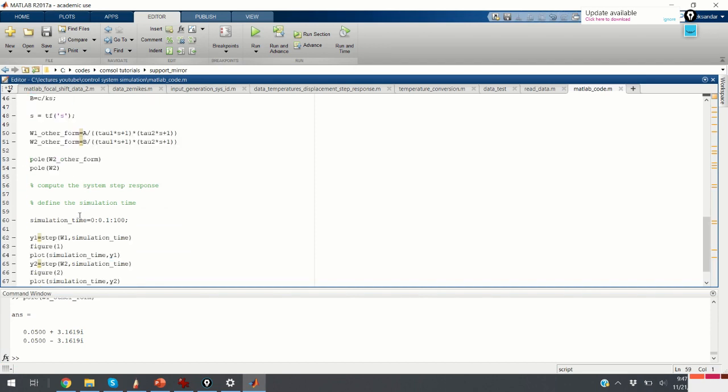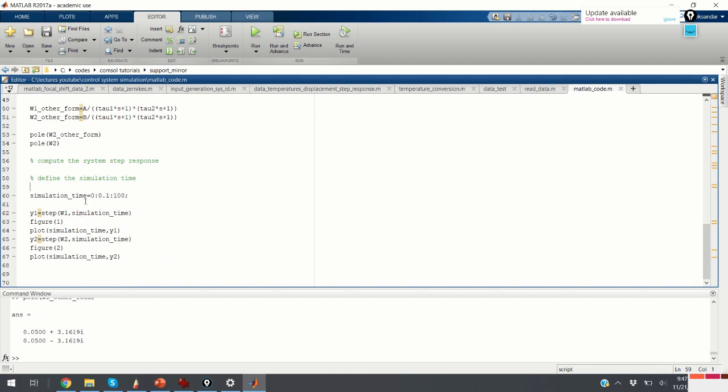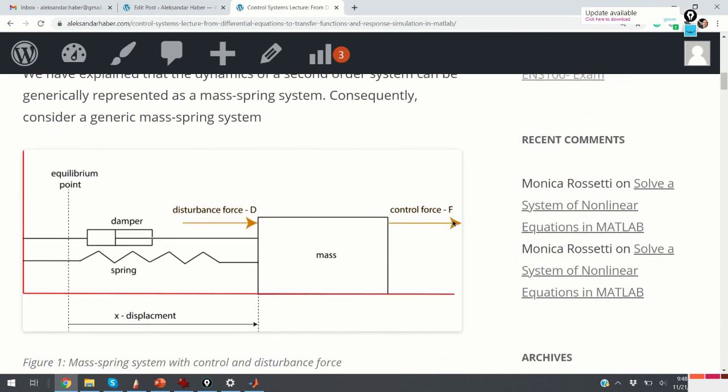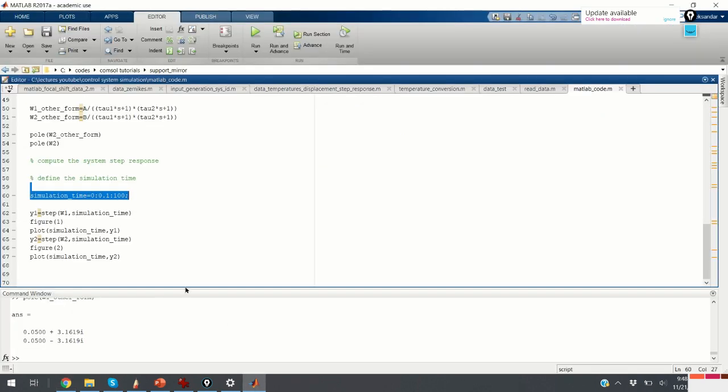Let us now explain how to simulate the system response. Well, the first step is to define the simulation time. The simulation time is a time period during which we are going to observe the system behavior. And we are going to apply a step input, meaning that the control force acting on the system will be equal to a unit value and will be kept constant during this time period. This is a step response.